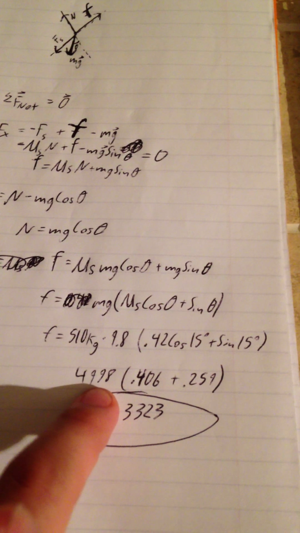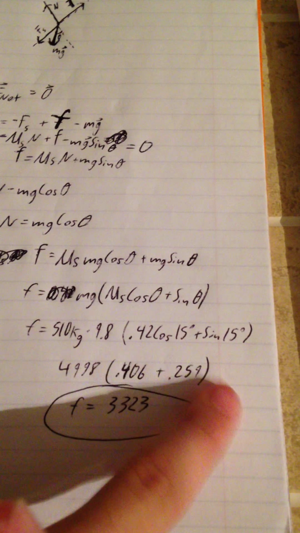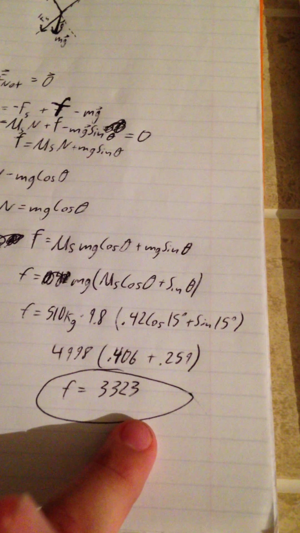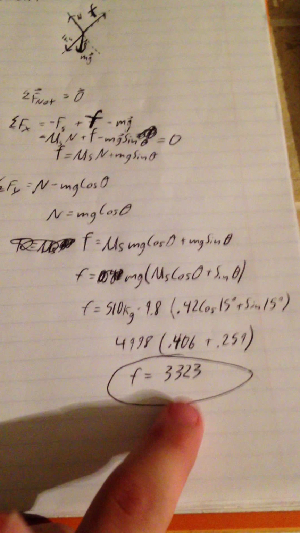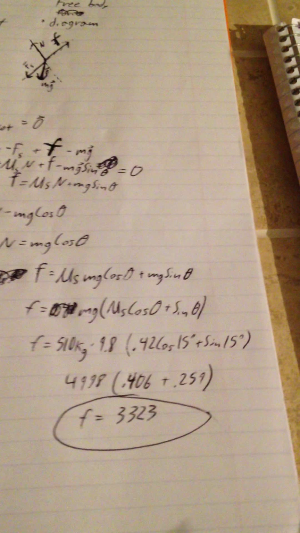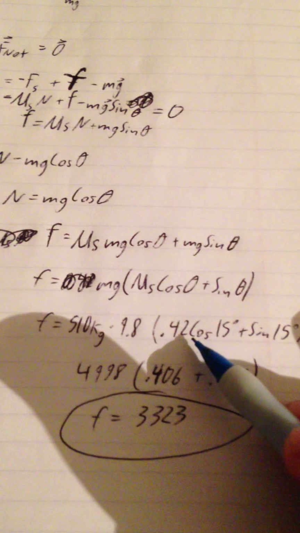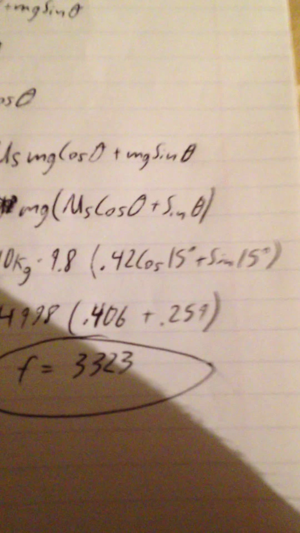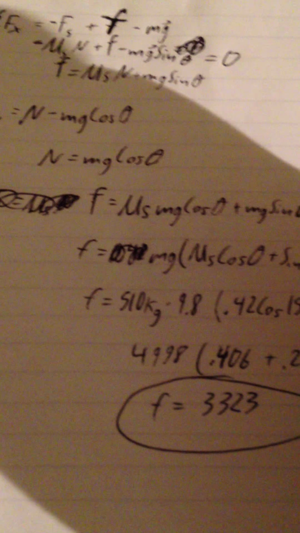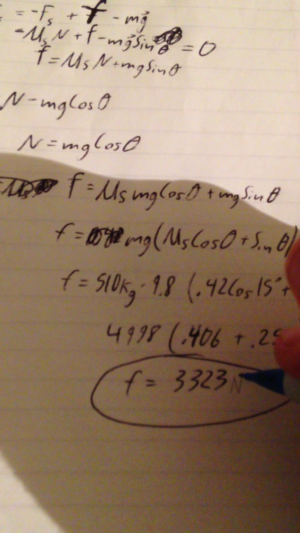And you work it out. 510 times 9.8 is 499.8, times 0.406 plus 0.259. And you multiply that out, and it gives you the force, which takes 3,323 newtons.